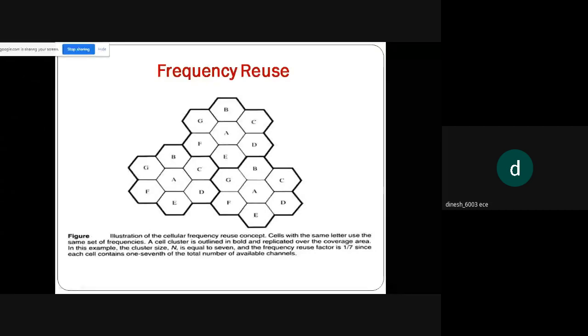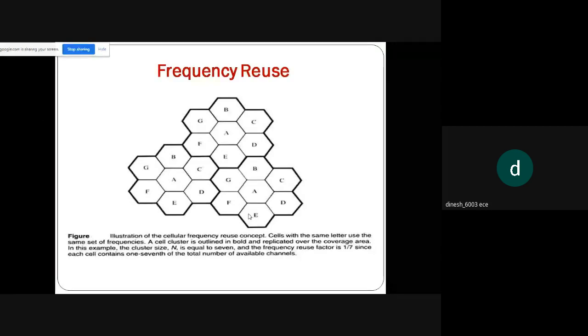So this figure is for frequency reuse factor 7, which illustrates the cellular frequency reuse concept. The cells with the same letter use the same set of frequencies. You can see a cluster is outlined in bold. Okay, you can see that there are 3 clusters. This cluster is outlined in bold and replicated over the coverage area.